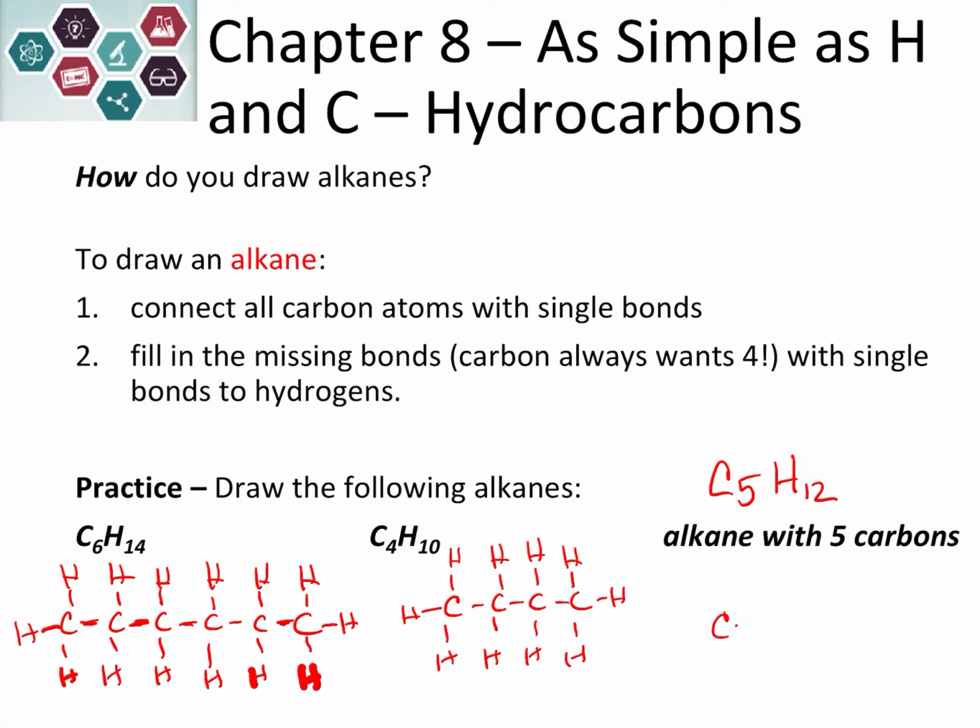All right, so C5H12, you should have your 5 carbons. The carbons on the ends both get 3 hydrogens, and then all of them in the middle will get 2. And that took 12 hydrogens. So that's how you draw alkanes.